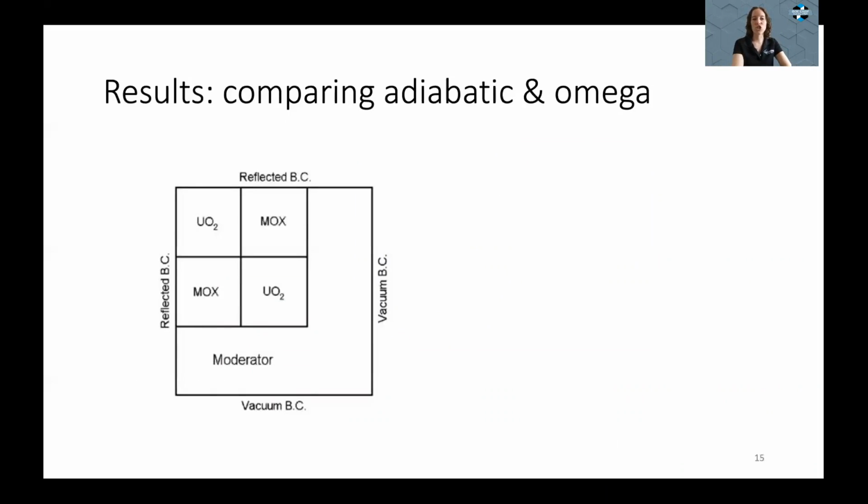Our results are generated on a common reactor benchmark where we have 4 assemblies of fuel. UO2 and MOX are just 2 different kinds of uranium fuel. And it's surrounded by water as a moderator. You'll notice that there are reflected boundary conditions here. So this is a quarter core. You can imagine it being repeated all around.